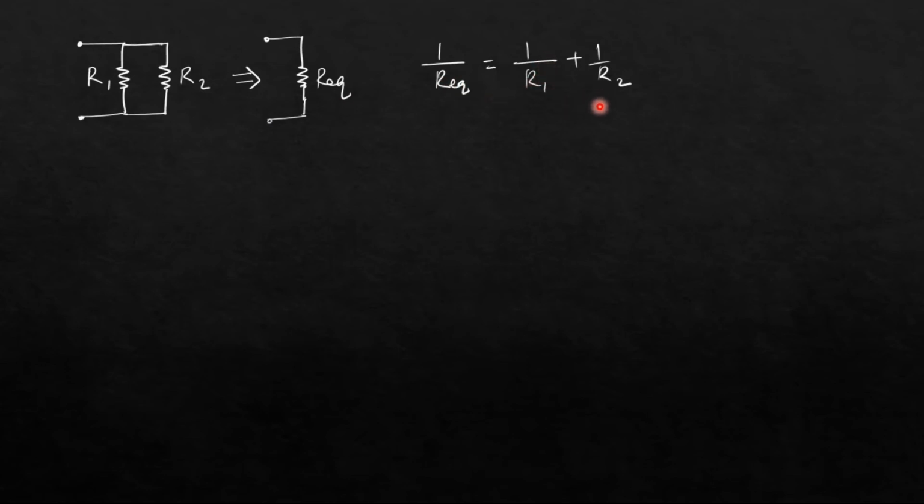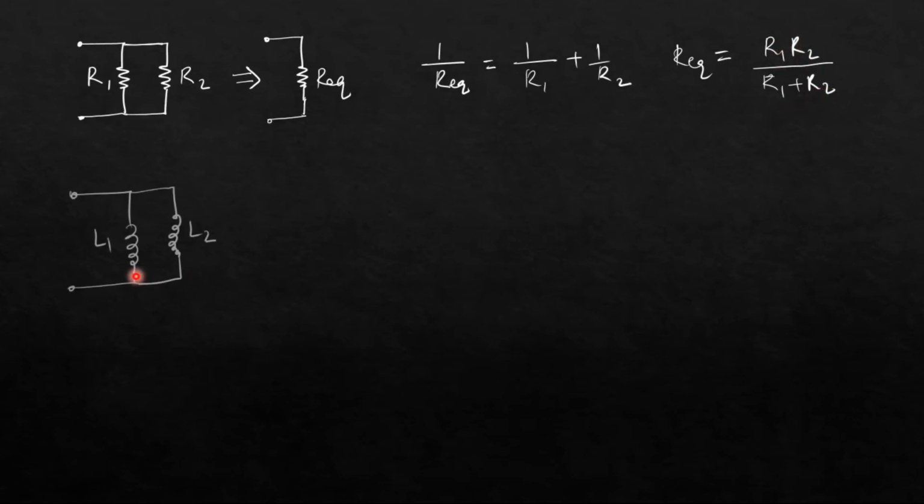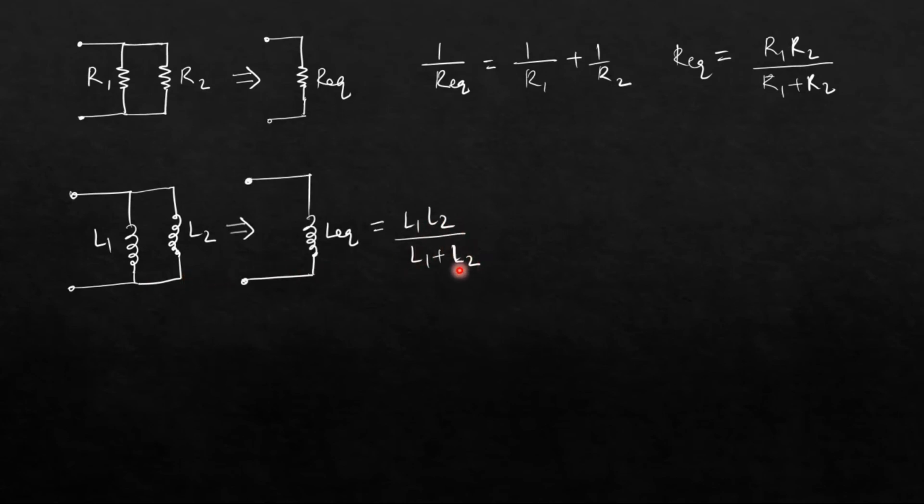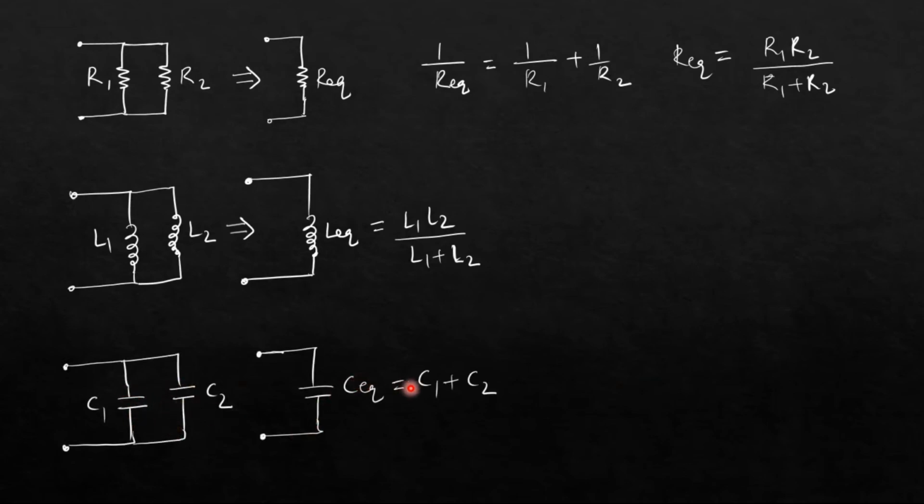If two resistances are in parallel, 1 by R equivalent is equal to 1 by R1 plus 1 by R2. If you further simplify this, R equivalent is equal to R1 R2 by R1 plus R2. You have to remember this formula, okay? First multiplication, then addition, okay? Similarly, in case of inductor, the same rule: L equivalent will be L1 L2 by L1 plus L2. For the case of capacitance, if two capacitors are in parallel, C equivalent is equal to C1 plus C2, okay?